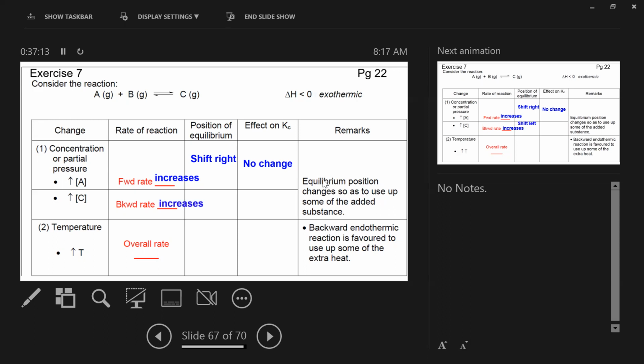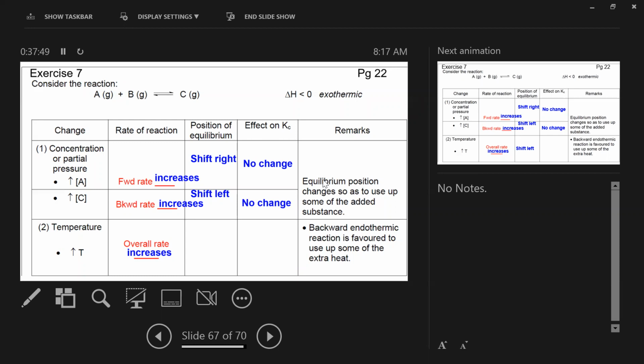If we increase the concentration of the product, then the backward rate will increase at that instance. Then it will shift in the opposite direction, to the left, and again, no effect on Kc. When you talk about the effect of temperature, according to collision theory, the rate should increase. But how do you tell whether the equilibrium will shift right or left?